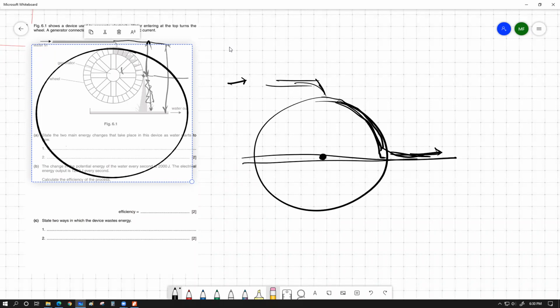Like I've always said, whenever any device has a moving part, there is a default friction. Friction produces heat. So you're going to write about that as well.